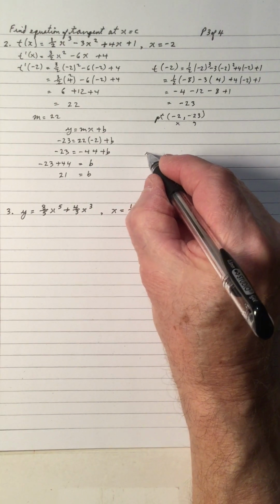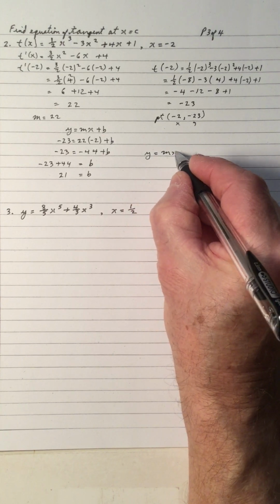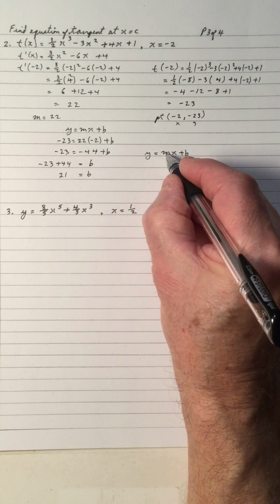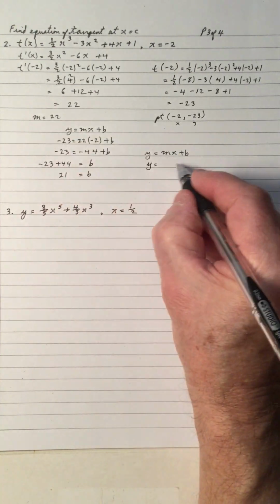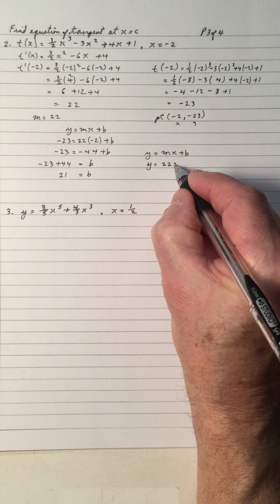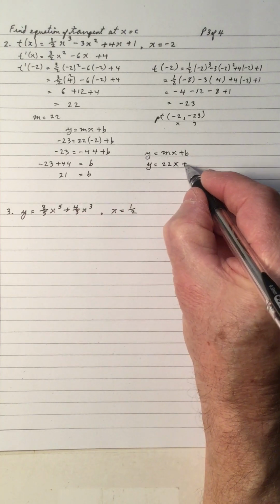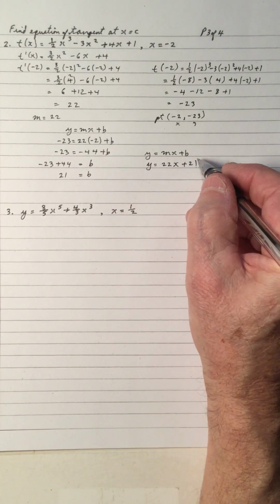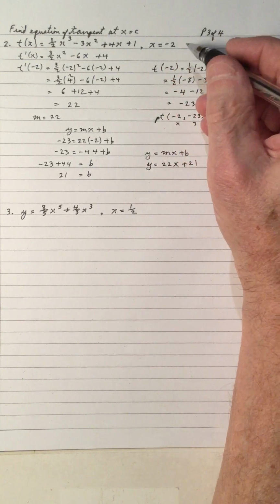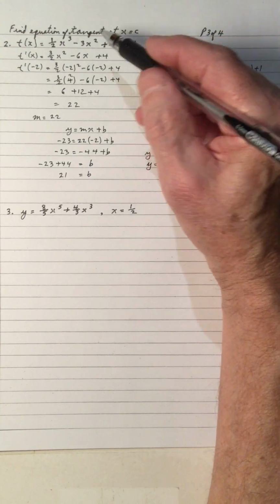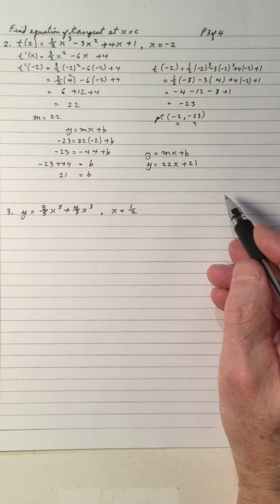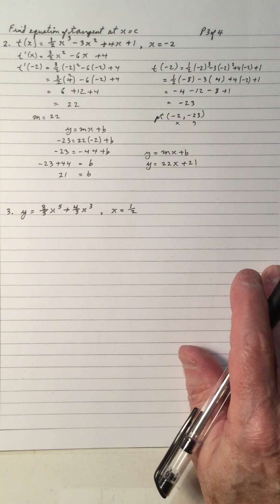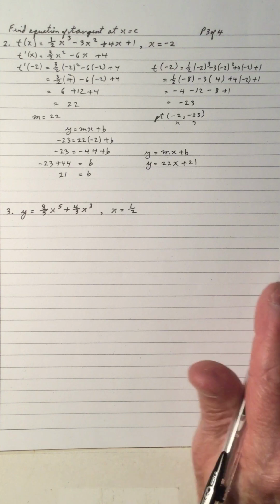And so the equation is y equals mx plus b, slope y-intercept form. So y equals, the slope is 22 times x, and the b is 21. So that's the equation that represents the slope of the tangent to t of x when x is negative 2. Okay, another one to do. Again, just more practice, more practice.